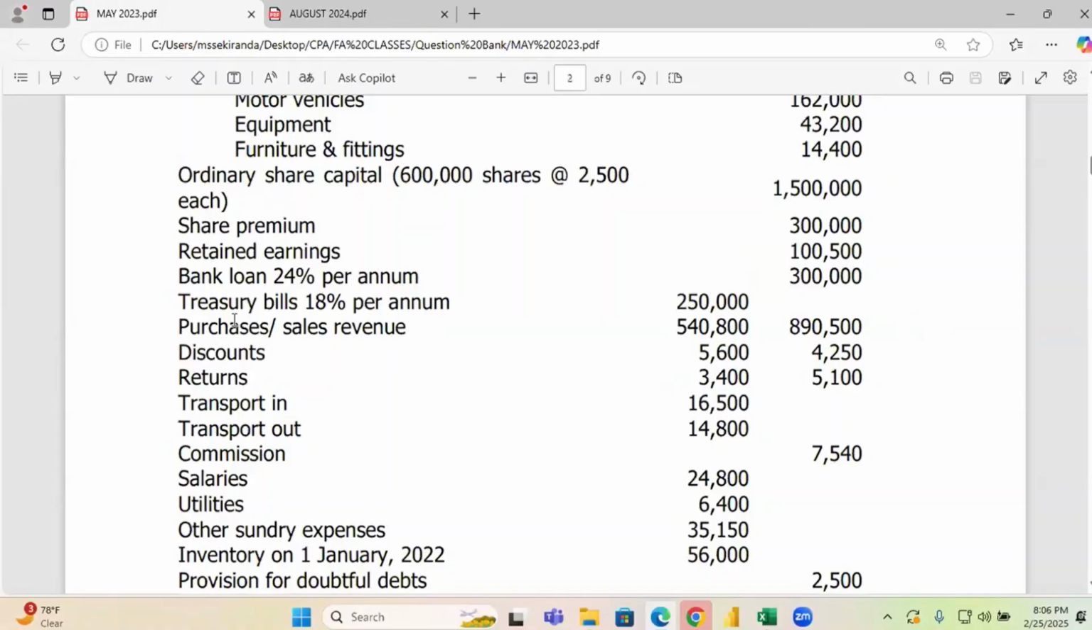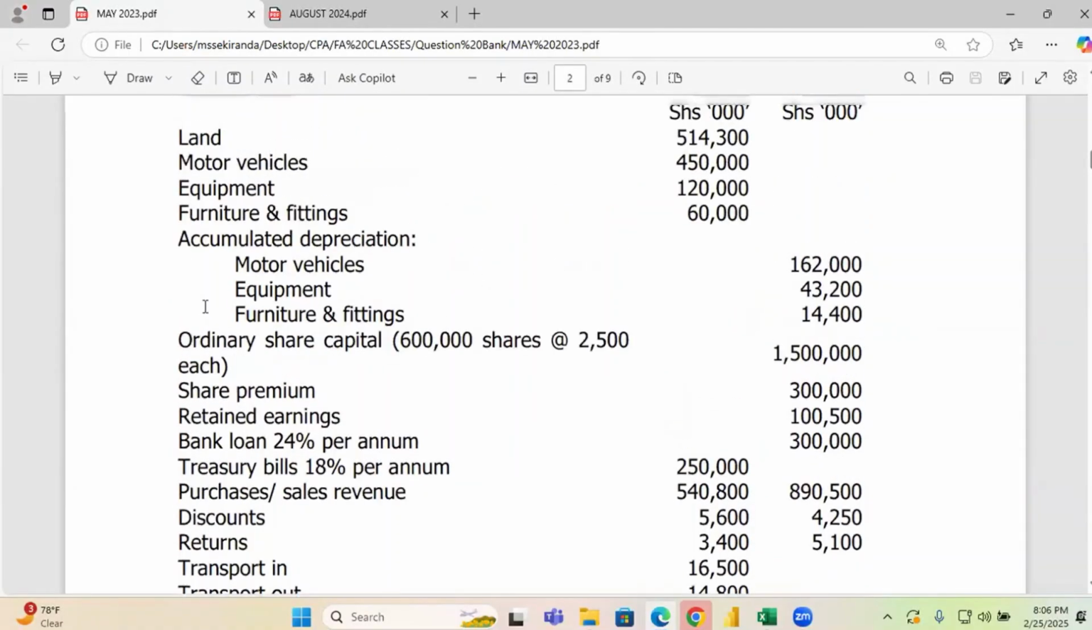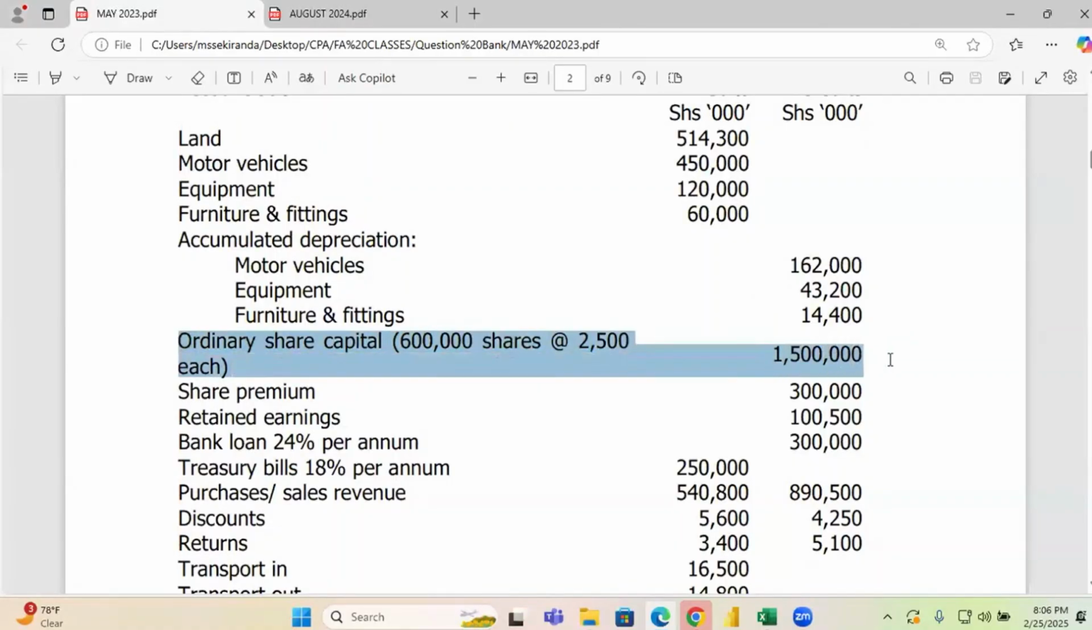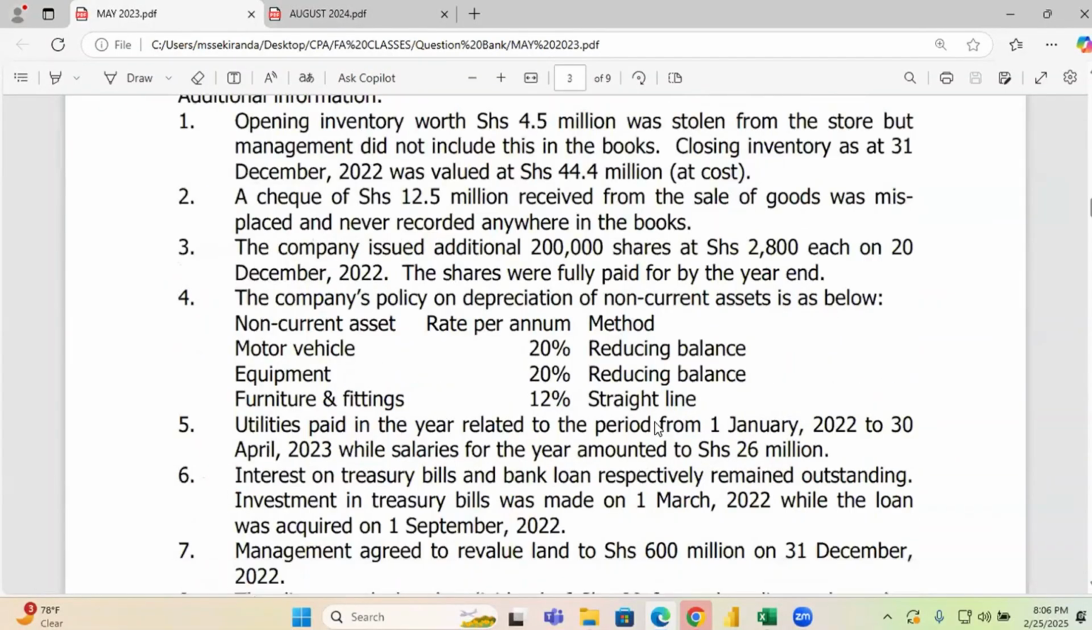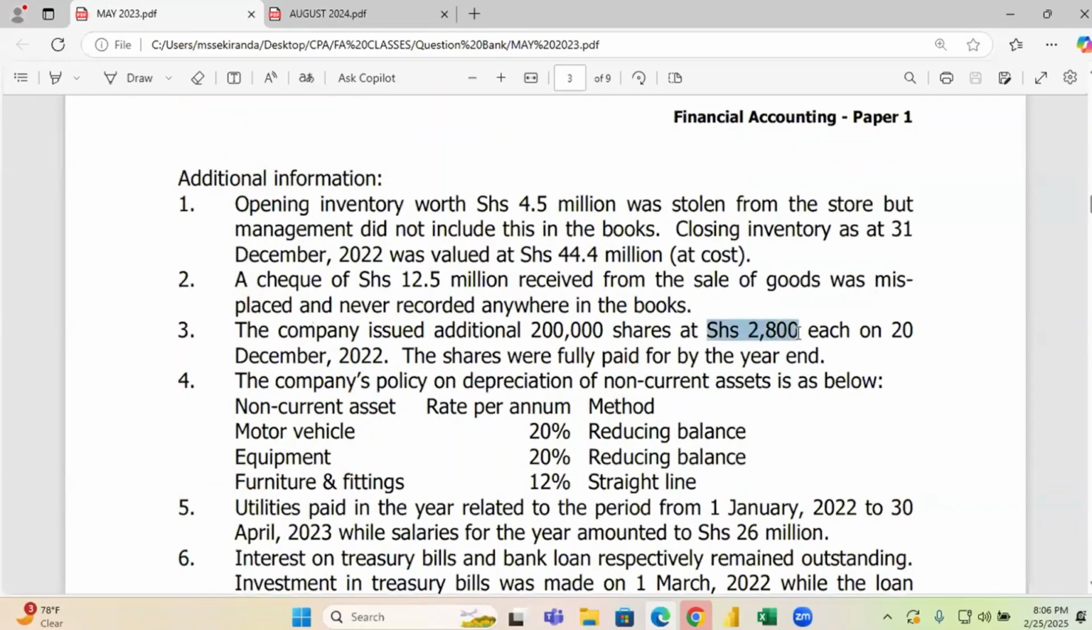So we go back to the shares in the trial balance. You see the shares were given, and they're telling us 600,000 shares, each 2,500. What does it mean? That the 2,500 is the nominal value, because we said the nominal value is the value at which a share is stated in the books. Okay? And the 2,800 they are talking about here is the market value. So let us compute them separately. The number of shares was 200,000.